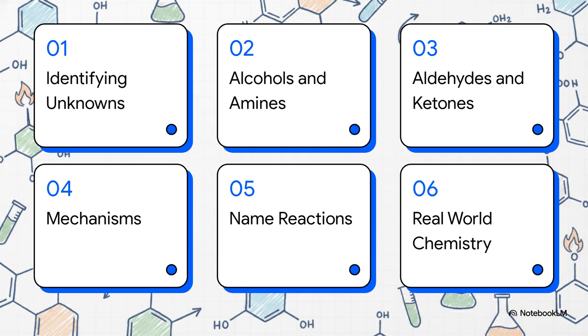Here is the exact roadmap for This Explainer. First, identifying unknowns. Then, tests for alcohols and amines, followed by spotting aldehydes and ketones. Next up, behind the scenes with mechanisms. Then our Hall of Fame for name reactions, and we'll wrap it all up with chemistry and the real world.